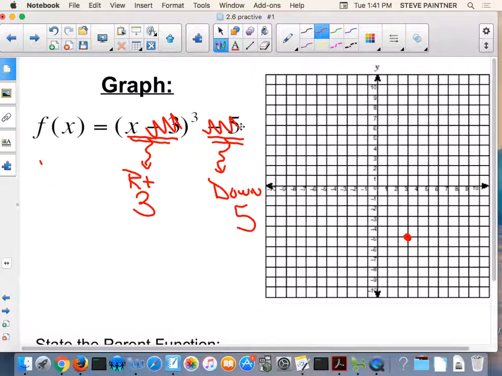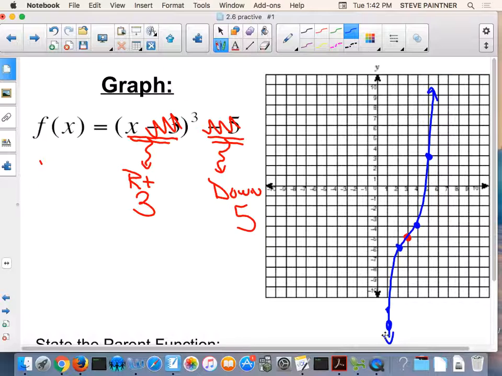Now you already took care of this. You have what left? X to the third. You have the parent. Let's do what the parent does. Parent does what? Right 1, up 1, right 2, up 8. And then left 1, down 1, left 2, down 8. Okay, so there it is. Go like this, this, this. There it goes, and there it goes. Did you do that? If you did it, you got it right. Good job.